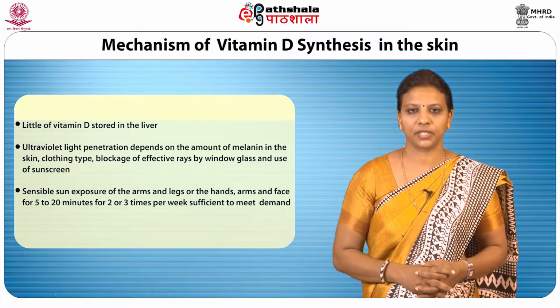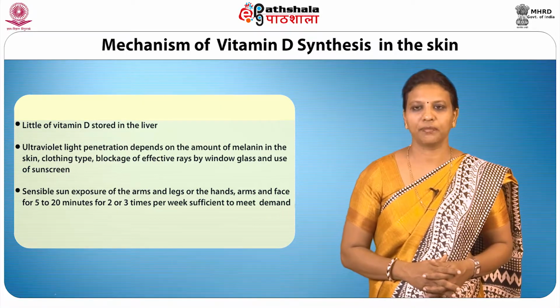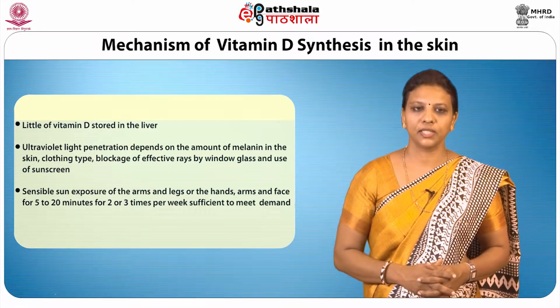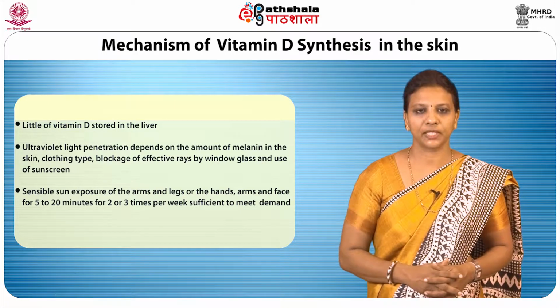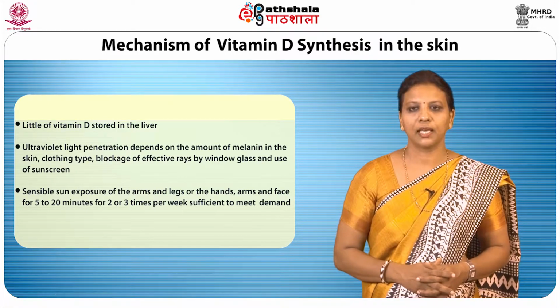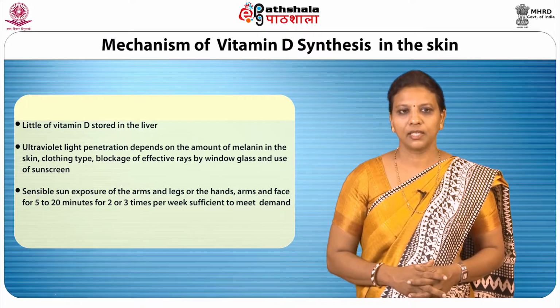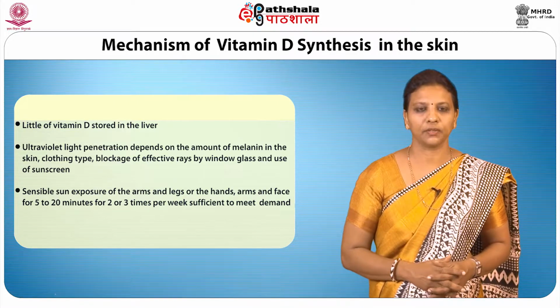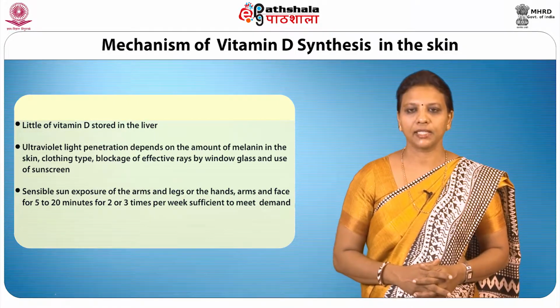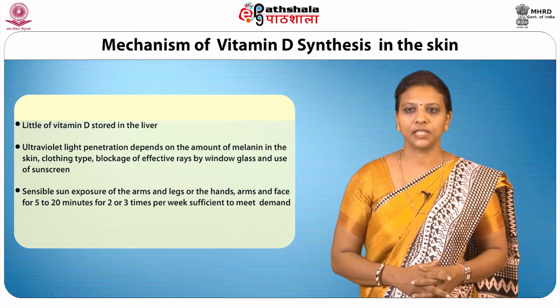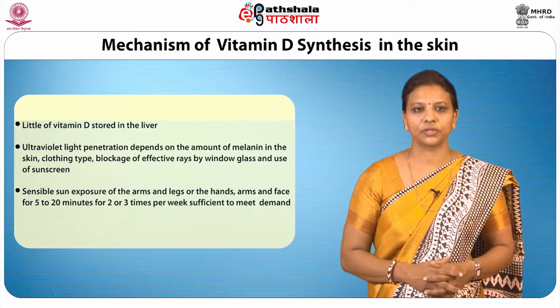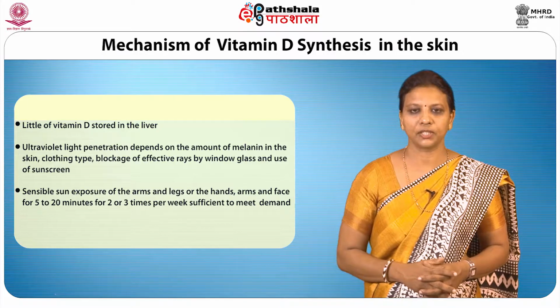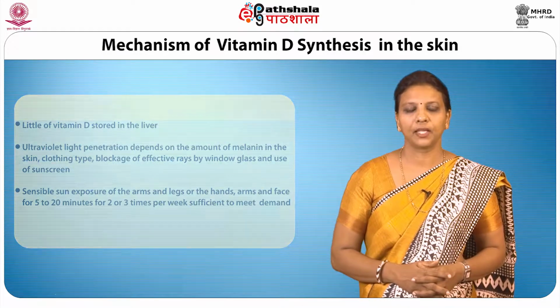Ultraviolet light penetration depends on the amount of melanin in the skin, clothing type, blockage of effective rays by window glass and use of sunscreen. Sensible sun exposure of the arms and legs or the hands, arms and face for 15 to 20 minutes, 2 to 3 times per week is sufficient to meet the demand.